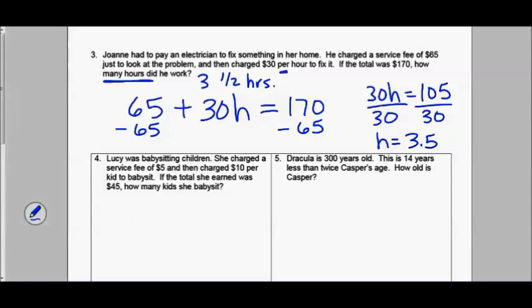At the bottom of this page, there are some word problems for you to try on your own. Please get them checked when you are ready.